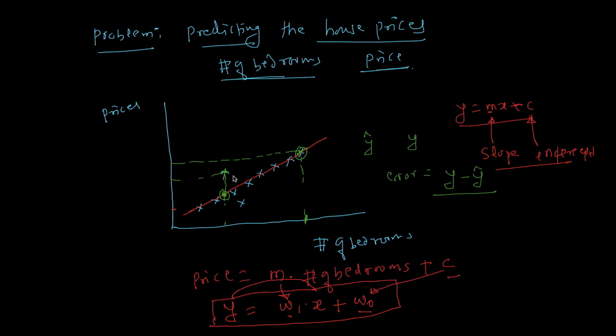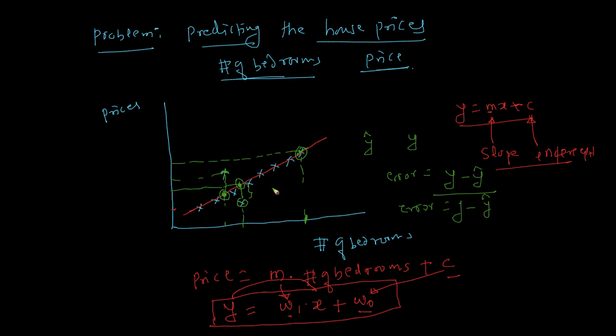Similarly, if you consider this point here, the actual is here. Sorry, this is the predicted, not actual. This is the predicted, and this is the actual. So there is a difference between actual and predicted. Again, the error here is y minus y hat.